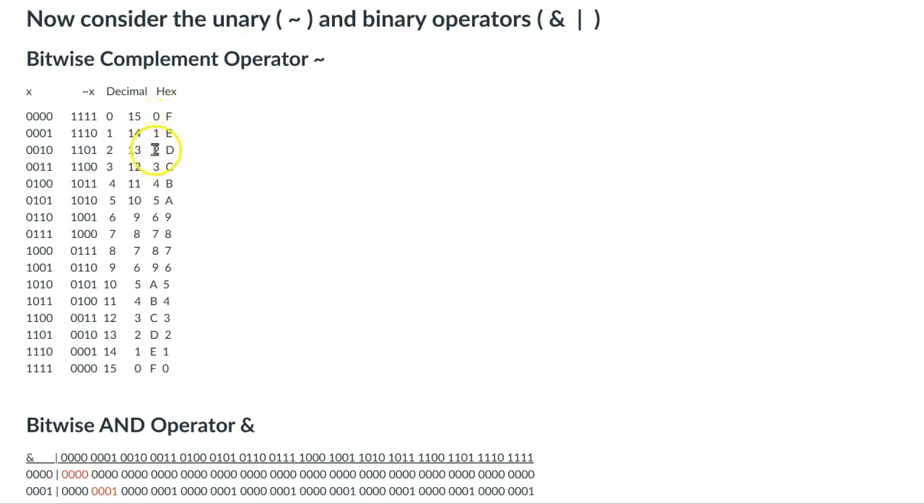So just as another example, suppose we consider 6, which is 0, 1, 1, 0. The complement is where the 1s and the 0s change places. And then 6 and 9 add up to 15. And then here will be 6 and 9 again in hexadecimal. And that won't be different from the decimal until we get to the number 10.